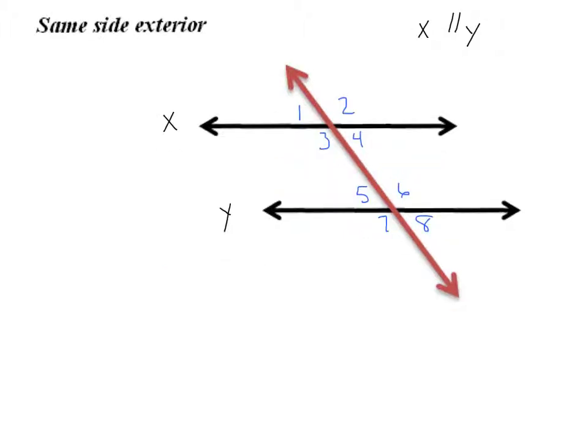Now we look at same side exterior. They're on the same side of the transversal, outside the parallel lines. First we have 1 and 7.